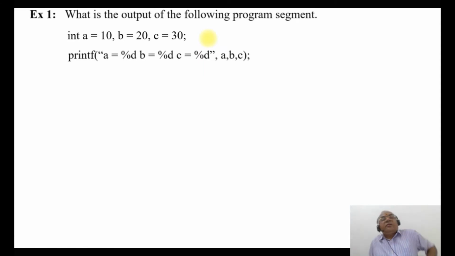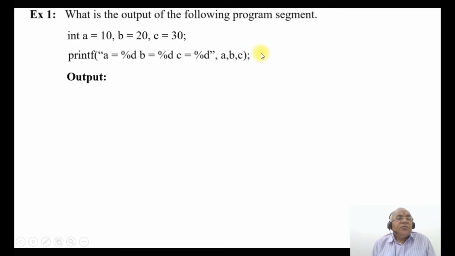So what should be the format of my output of the printf statement? The printf will be equal to, within the quotes, a equals %d, then b equals %d, and c equals %d, and close the quotes, comma. Then what are all the outputs I need to print? I need to print the value of a, b, and c. So a, comma, b, comma, c. So this is the format in which we can get the output of this.